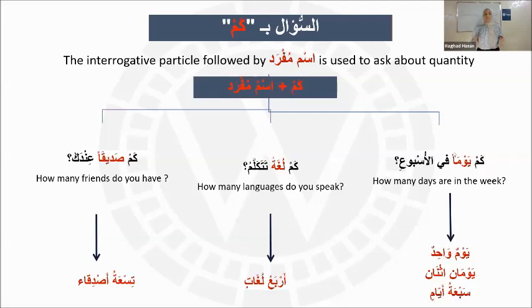Okay, second example, كم لغةً تتكلم. So لغة means language, and the plural, لغات. So we will focus here on the question with كم. كم لغةً تتكلم؟ How many languages do you speak? For example, أربع لغات. So كم plus لغة, singular noun, and then تتكلم. How many languages do you speak?